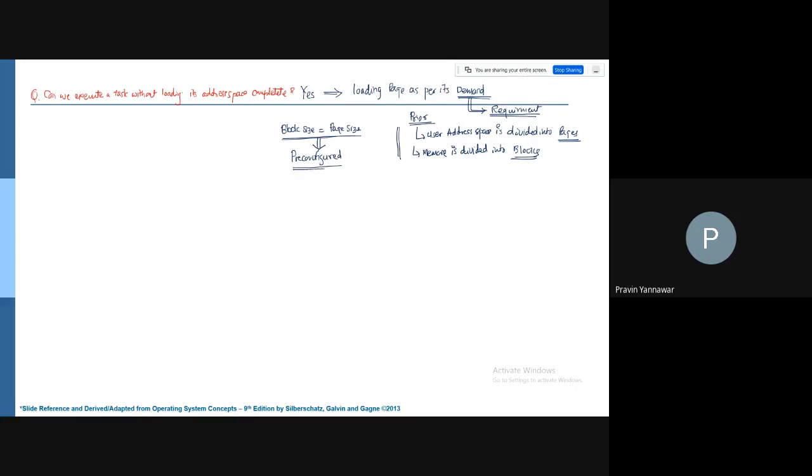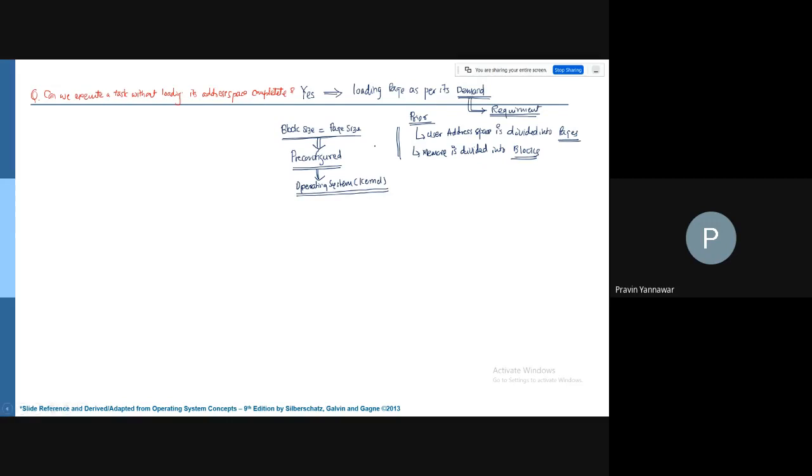So this is pre-configured, and who is going to decide? This is being decided by the operating system kernel. So what is going to be the block size, what is going to be the page size? So this is what we have done.